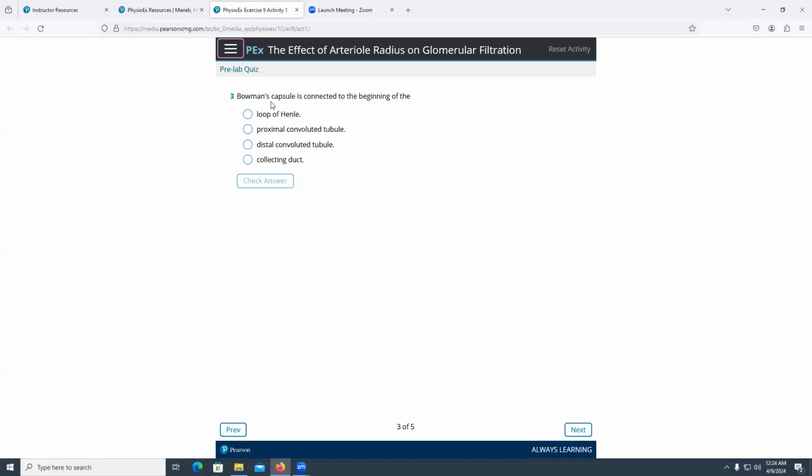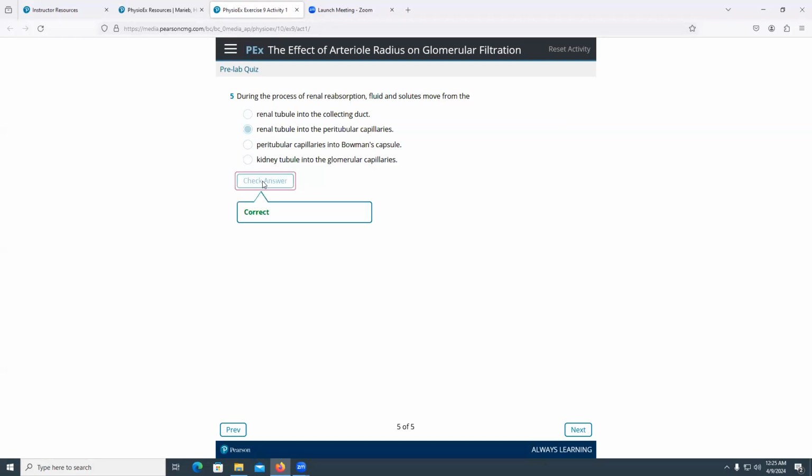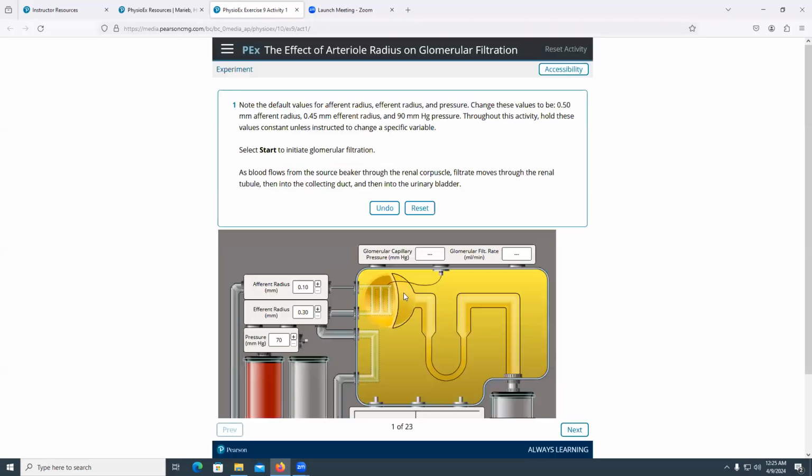And then the Bowman capsule is connected to the beginning of our proximal convoluted tubule, exactly. And the functional unit of the kidney is obviously the nephron. And during the process of renal reabsorption, in reabsorption, we take the glucose and we take solutes from the tubule into the peritubular capillary. Sounds perfect. Okay, now let's continue.